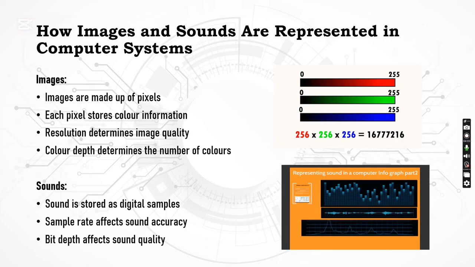How images and sounds are represented in computer systems. Images are made up of pixels. Each pixel stores color information. Resolution determines image quality. Color depth determines the number of colors. Sounds: sound is stored as digital samples. Sample rate affects sound accuracy. Bit depth affects sound quality.